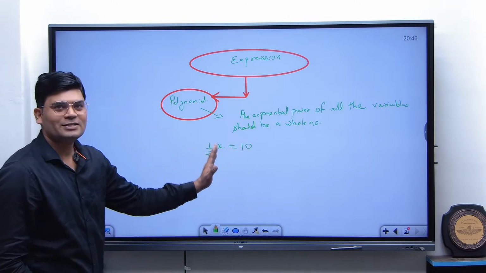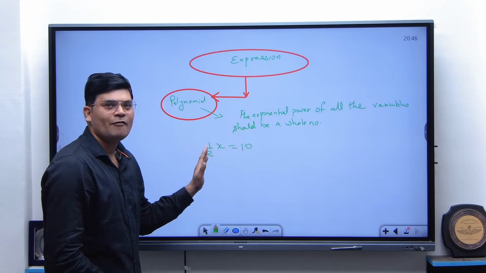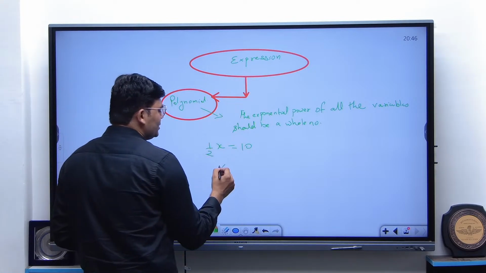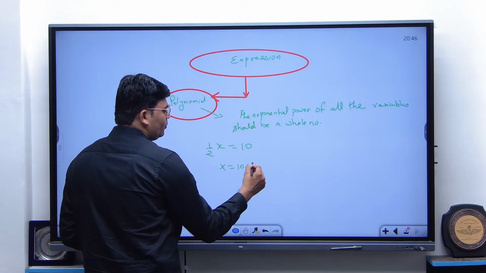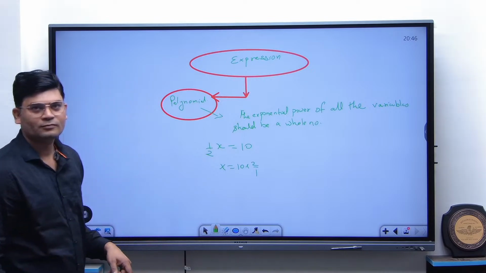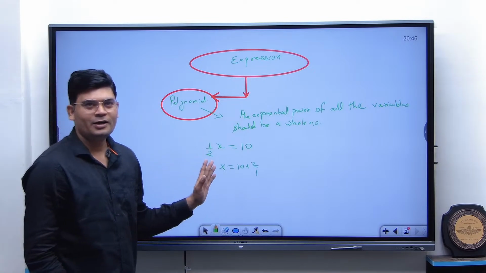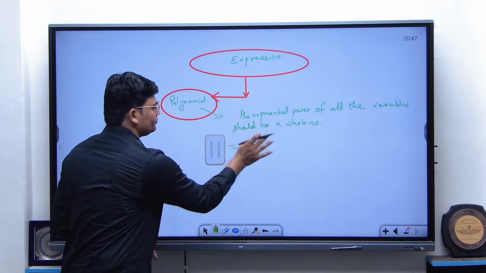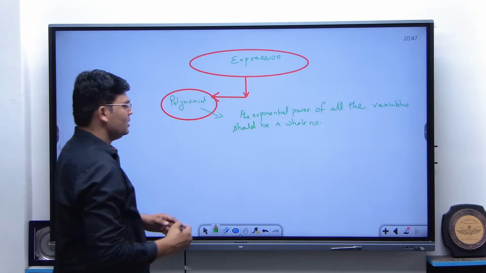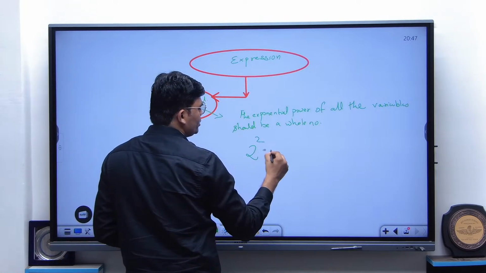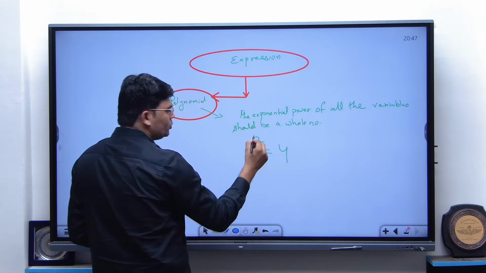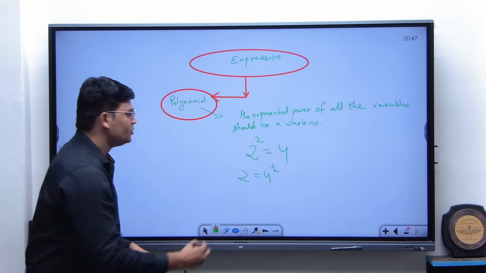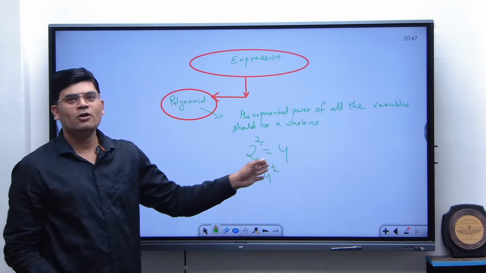See, half of x is 10. So when this half is going on the other side, what is it going to be? It has to be reciprocated. So 10 into 2 over 1. Are you getting it? Yeah. X by 2, 2 will be multiplied. So that means suppose I say 2 to the power 2 is equal to 4. So when this 2 is going on the other side, it will become 1 over 2.